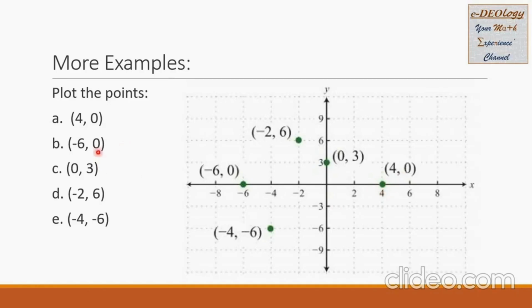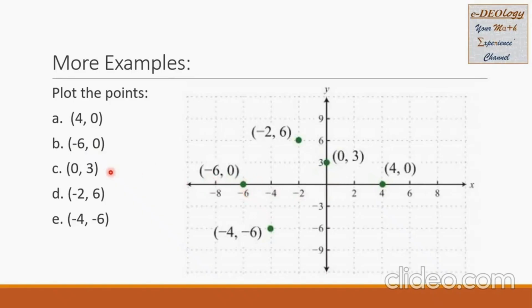The next number is -6, 0. So let's begin with the -6. It means that is for the x-coordinate. We look at our x-axis. From the origin, we go 6 units to the left. So this is the negative 6. And our y coordinate is 0. So this is the point, the negative 6, 0.